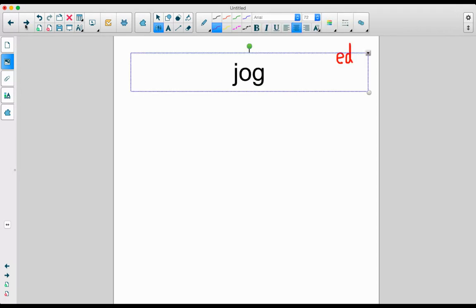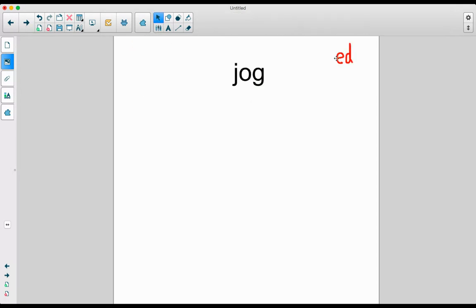Let's try another. Here's the word jog. If I just added my ED, E would shout over his neighbor and make jogged into joged. I don't want joged. So if I added another G, now E can't shout over two neighbors, so I get the word jog and I add my ED ending. Jogged.